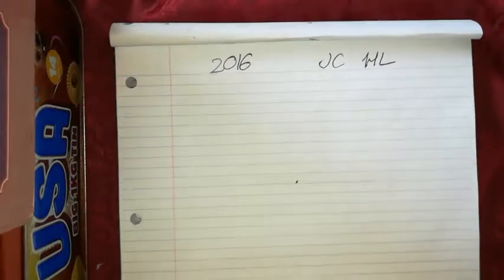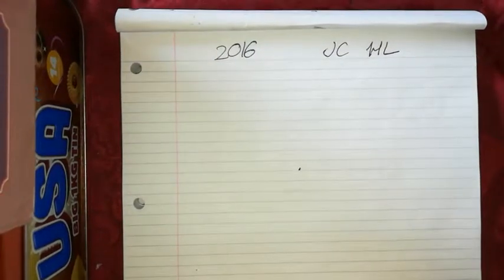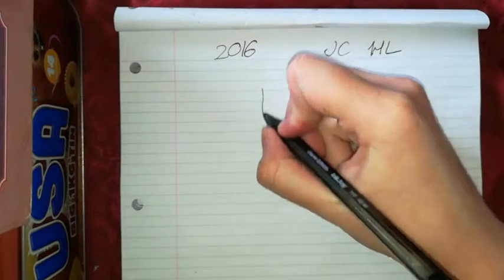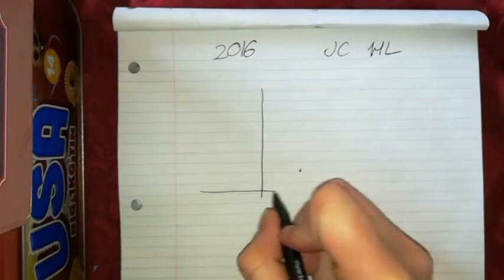So here you have the 2016 junior cert higher level, this is coordinate geometry. And the first thing that it says, they give us a triangle. So I'm going to just roughly draw out what they give us.